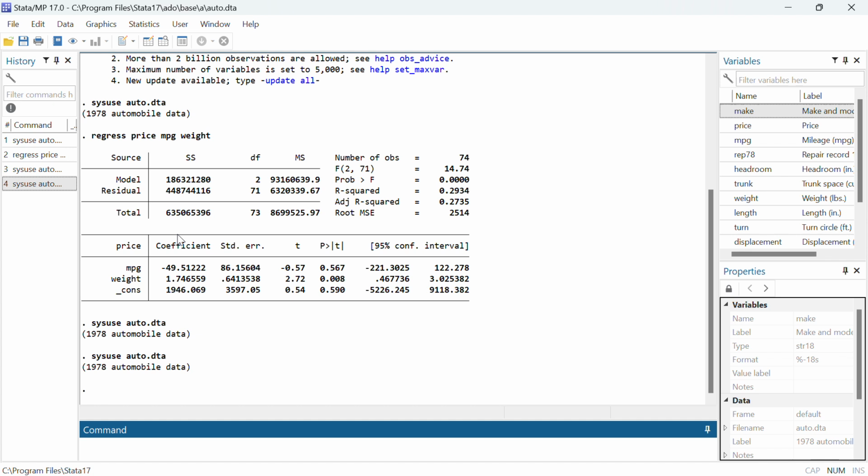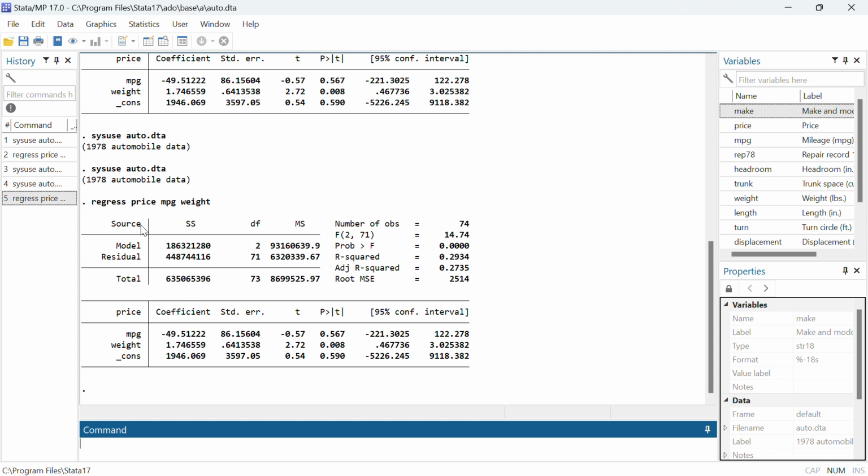So here you can regress price on mpg and weight. Then we press enter. You can see there is a regression model that has been analyzed by Stata, and here is the result of our regression model for our data. If you look, there is the number of obs, which represents the number of observations. We have 74 observations, and in our model, we have 2 degrees of freedom.